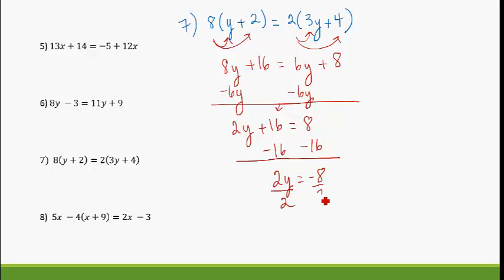Divide both sides by 2. 2 divided by 2 does indeed give me 1. y equals negative 4. I'm going to check my work real quick.